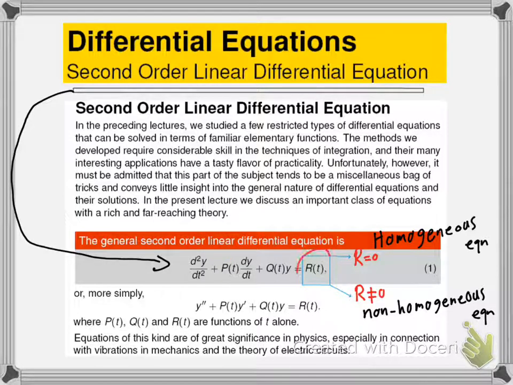The right hand side can be 0. In that case, we will name it a homogeneous differential equation. And if the right side is not 0, a number or even a variable, we will name the equation a non-homogeneous differential equation.